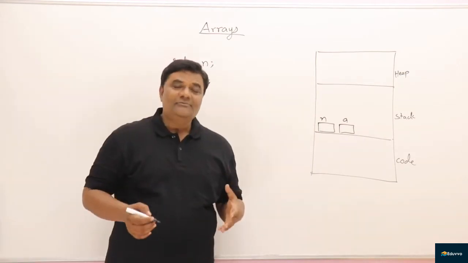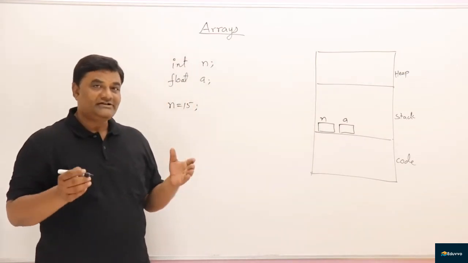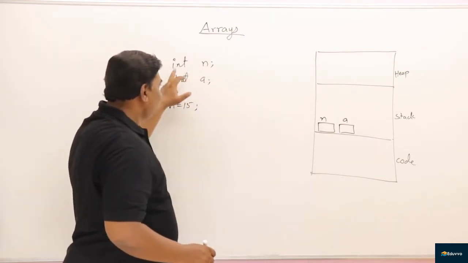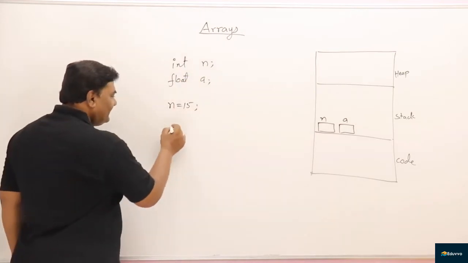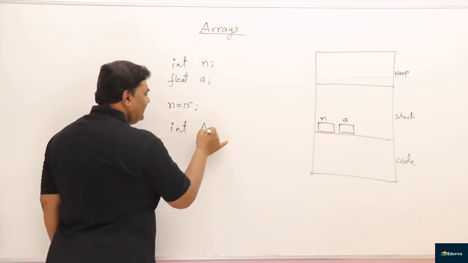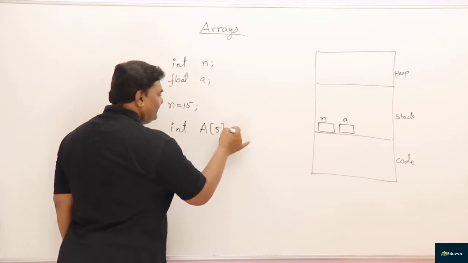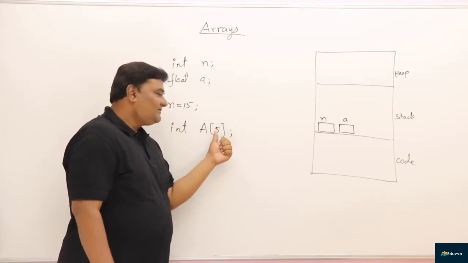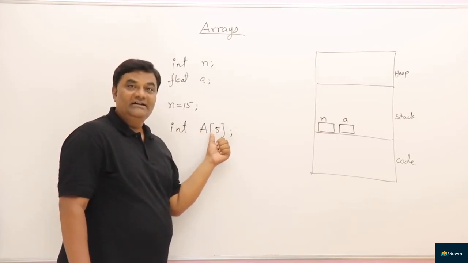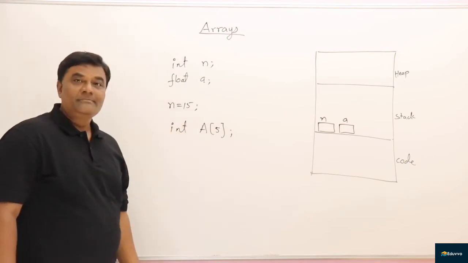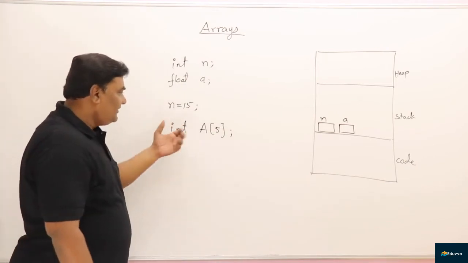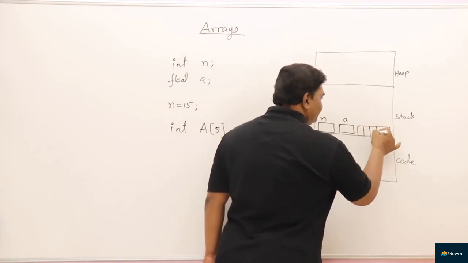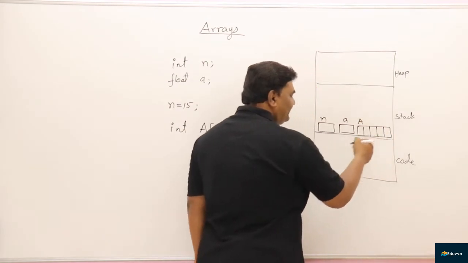But suppose in your program you have to store a set of values, a collection of values, then we use an array of data items. This is for just one value, but if I declare an integer array of size 5, this is the data type, this is the name of the array, and this is the size of the array, 5 elements. So I'll be getting the space for storing 5 integers. Then this A will look like this with the 5 integers. So I can store 5 elements in it.